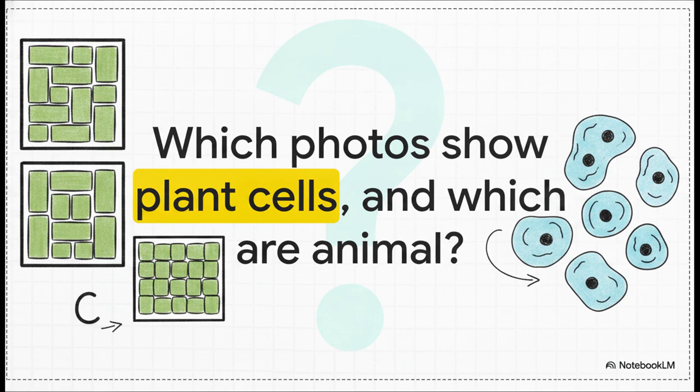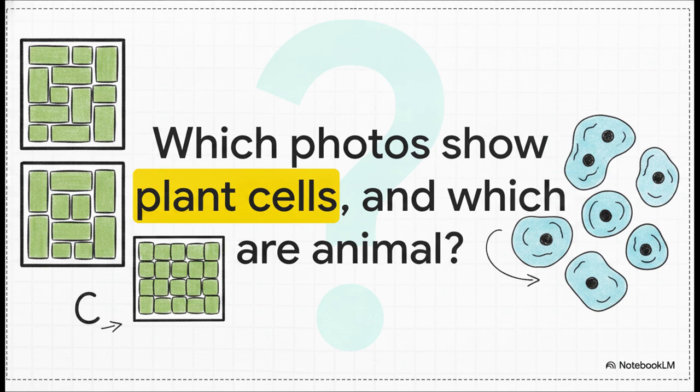Remember that C rule we talked about? Those rigid, brick-like walls? Yeah, those are cell walls. That means the photos on the left and middle are definitely plant tissues. And that irregular, bluish cluster on the right with the really obvious dark nucleus in the center and no rigid wall? You guessed it, those are cheek cells. Real animal cells, just like the trillions making up your very own body.